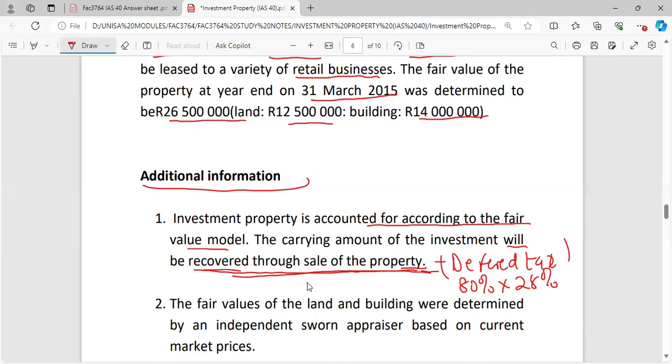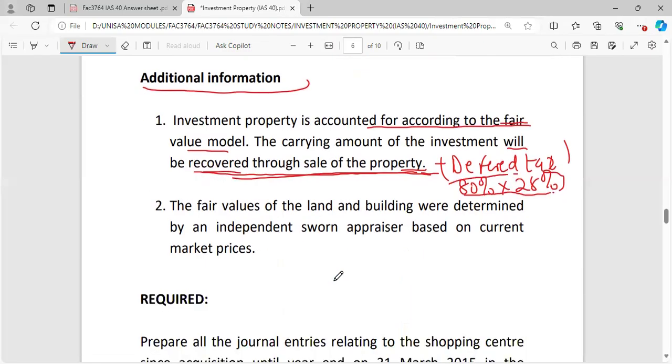But in most cases, even if they don't indicate, another indication is if it is measured using the fair value model, it means it can only be recovered through sale because it's not going to depreciate to nil. So if you measure it using the fair value model, the fair value adjustment is now going to attract tax, capital gain tax.